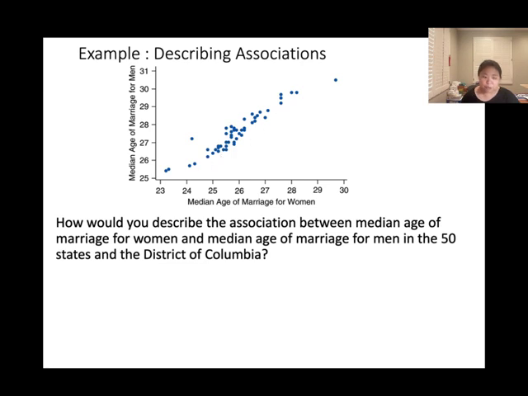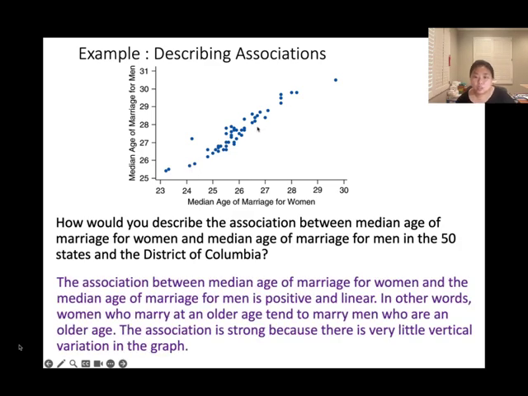And then think about the strength. Is it a strong association or a weak association? It should be strong, right? If I draw a straight line here, most of the points are going to be around the straight line. So we believe the association is strong. From here, they explain it: the association is strong because there is very little vertical variation in the graph. I need you guys to know how to describe the association based on the trend, the shape, and also the strength.